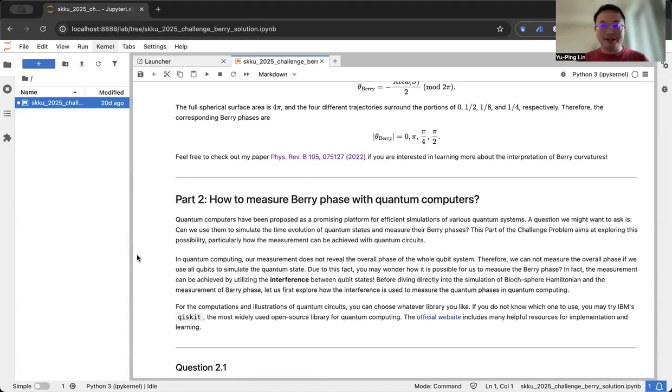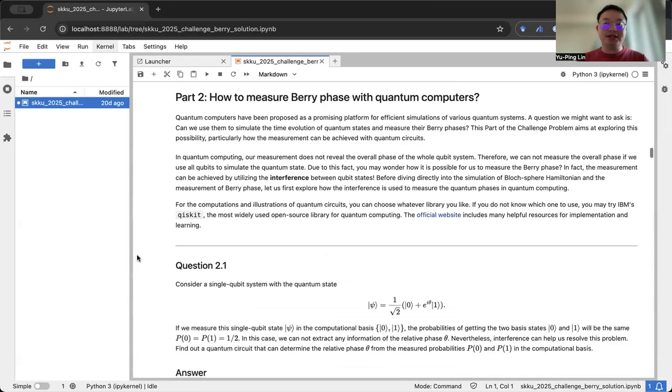So we have learned how the Berry phase originates from the adiabatic time evolution. The next step is to see how to measure it with the quantum computer. So we know that the Berry phase is the total phase of a quantum state. So you cannot just simulate the quantum state with all of your qubits and try to measure the phase. We cannot measure the total phase, but we can measure the relative phase between different component states of a superposed quantum state. And we can use this property to measure the Berry phase. This is the central part we do in the second part of the challenge problem.